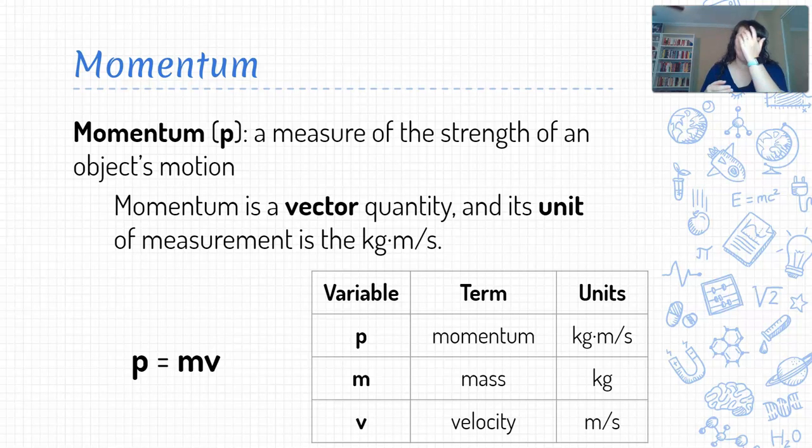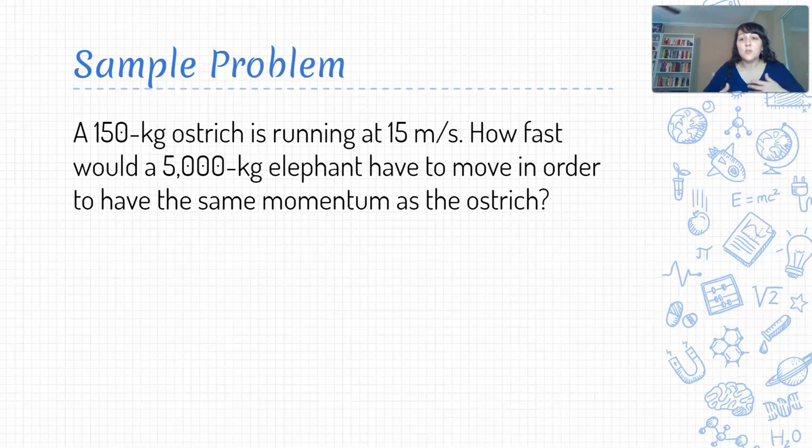Now the funny thing is the variable representing momentum is p, which seems kind of weird, but m was already in use for mass, so we went to p. Yay. So p equals mv really just means momentum equals mass times velocity. So to see how we might use this in a sample problem: say we've got a 150 kilogram ostrich, typical weight for an ostrich, running at 15 meters per second, because they are freaking fast. How fast would a 5,000 kilogram elephant have to move in order to have the same momentum as the ostrich?